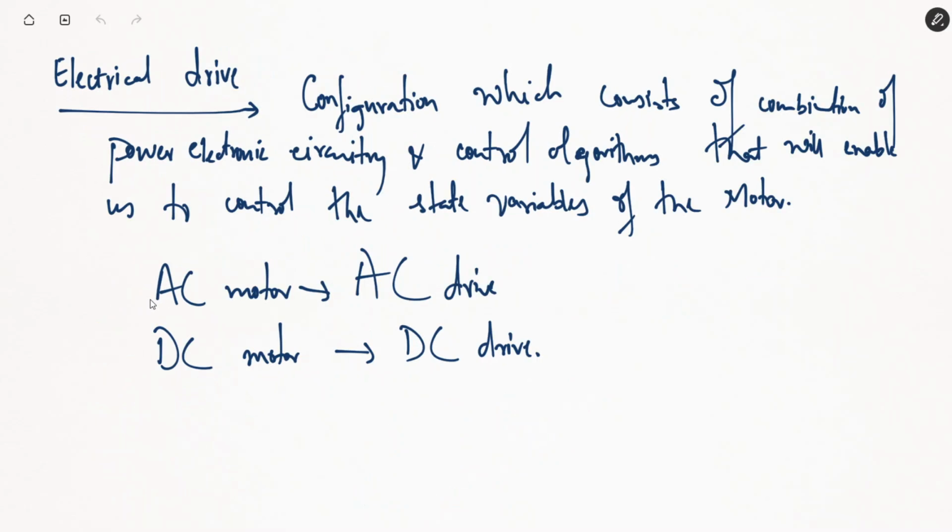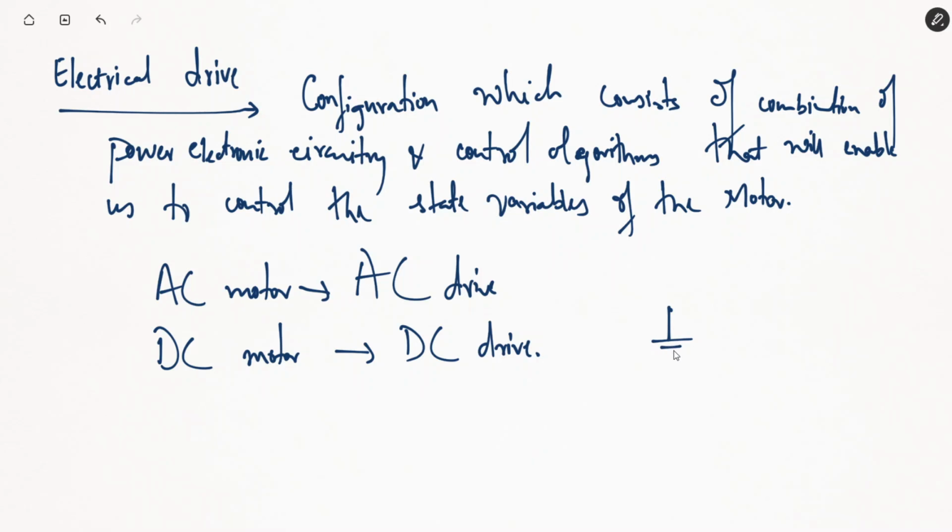So accordingly, we can define the electrical drive as a configuration which will consist of a combination of power electronic circuitry as well as control circuitry. The combination of these two will enable us to control the state variables, the different parameters of the motor, be it the current, the speed, the voltage, or the flux of the motor. If this motor is an AC motor, accordingly our drive we call an AC drive. If our motor is a DC motor, accordingly the drive will be a DC drive.